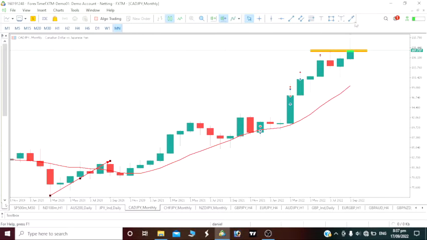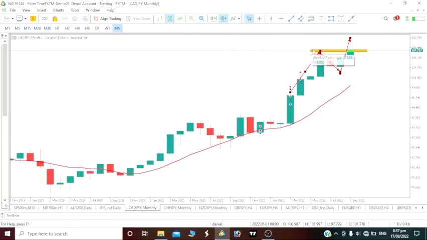Impulse move, correction was made here. We had a bullish move here. We got another correction. We had another bullish move. So basically, we have this impulse move upward. Let's start from here. This was a bullish move, so we had a correction here, and guess what? The next bullish move we had broke above the previous high.